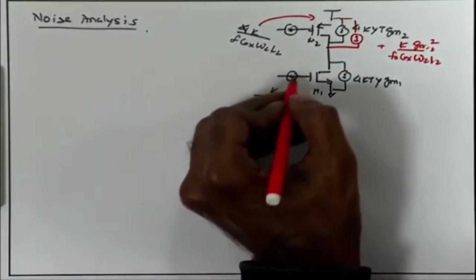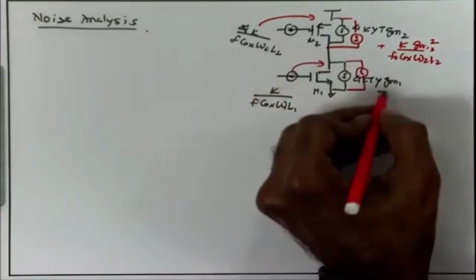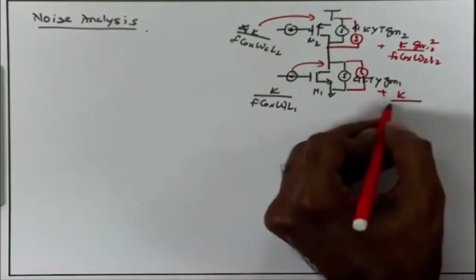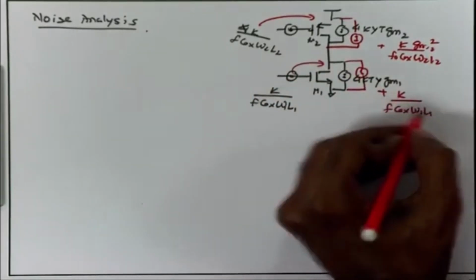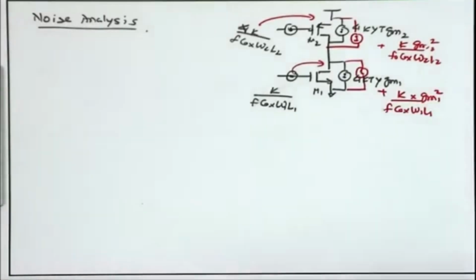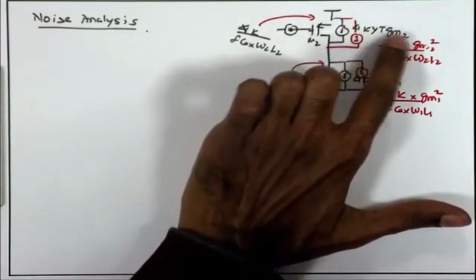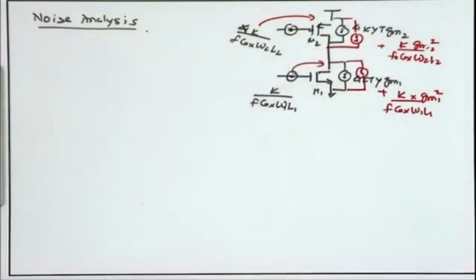Likewise, if I try to reflect this in the form of another parallel current source, I can add the term K upon F COX W1 L1 times GM1 square. So, in that case I have just 4 current sources with mean square values given by these expressions.